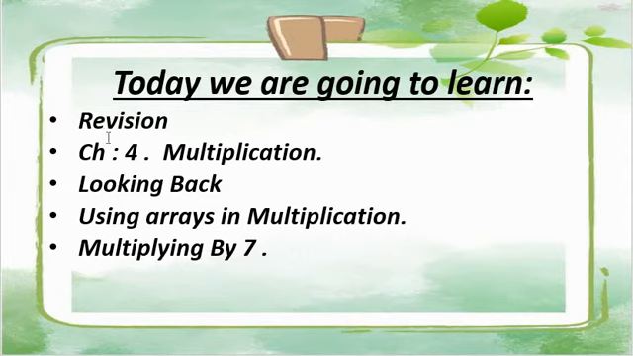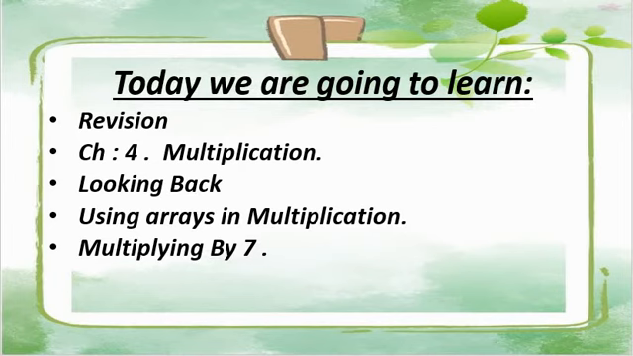Revision of the last lecture. Then chapter number 4, looking back, and then multiplication, and the new topic, using arrays in multiplication. What? Using arrays in multiplication. Then multiplying by 7. Got my point, all students? Then further, multiplying by 7 and table number 7.